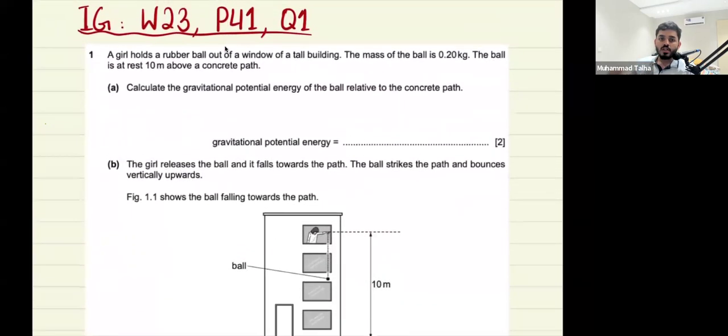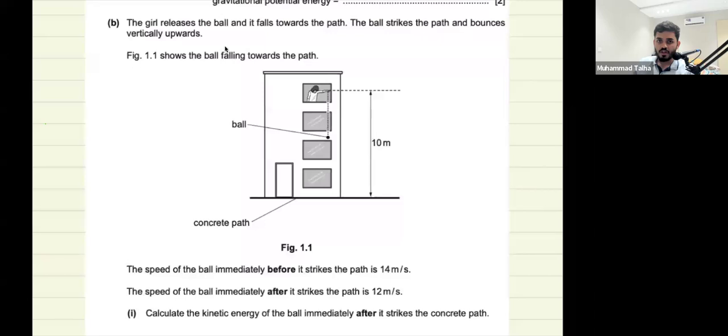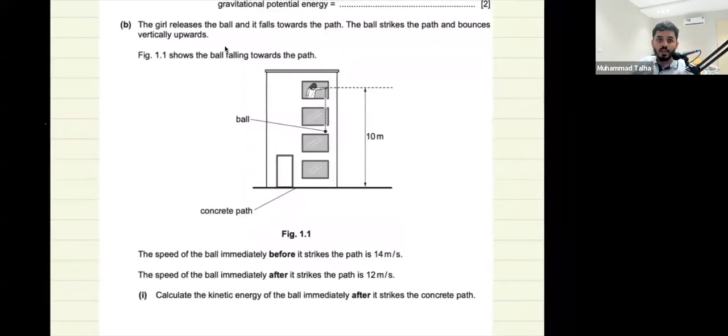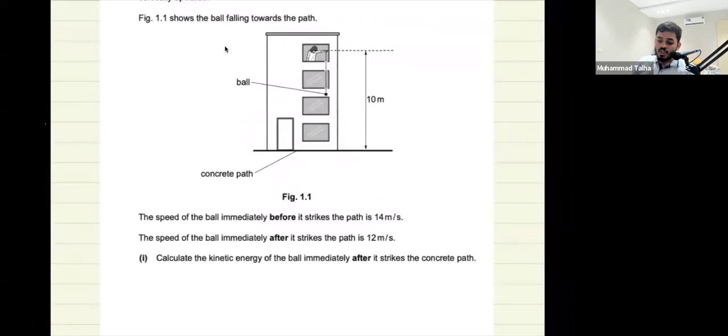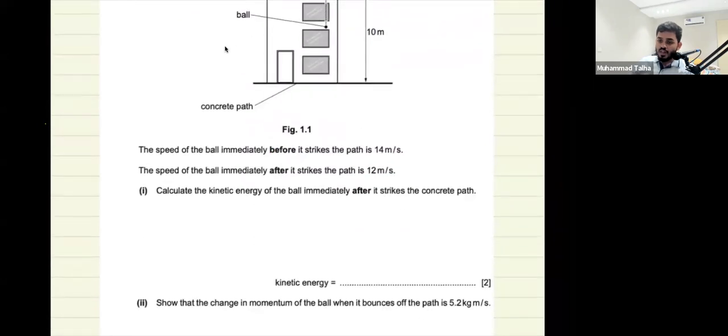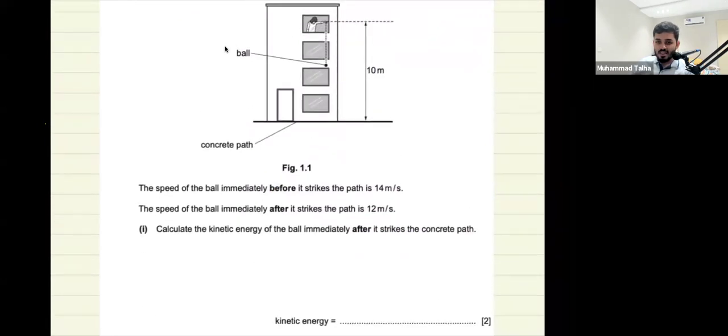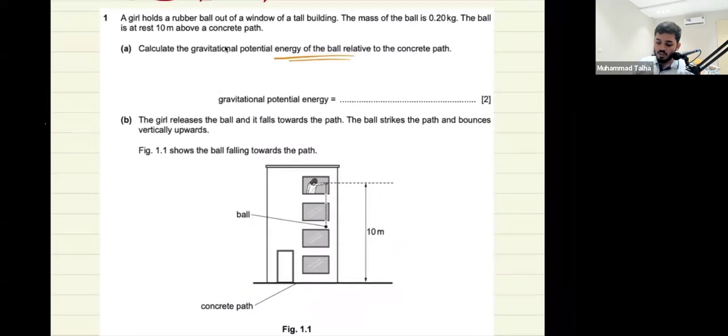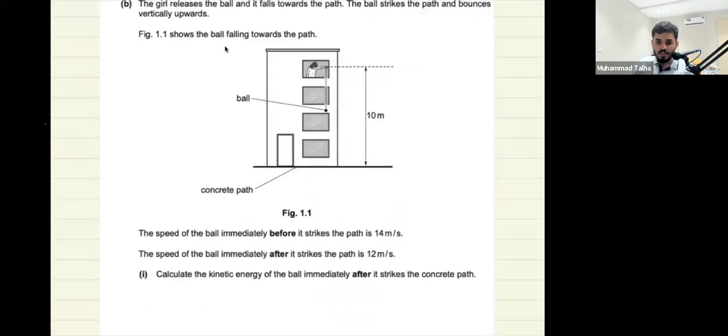Question number 1, a girl holds a rubber ball out of a window of a tall building. Mass of the ball is given. It's dropped from rest, so you can find GPE. This is not very difficult. The girl releases the ball and it falls towards the path. The ball strikes the path and bounces vertically upwards. Speed of the ball immediately before it strikes the path is this much. After it strikes the path is this much. Calculate the kinetic energy after it strikes. Again, this is very easy. I know the speed. I know the mass. So I can use half mv squared.